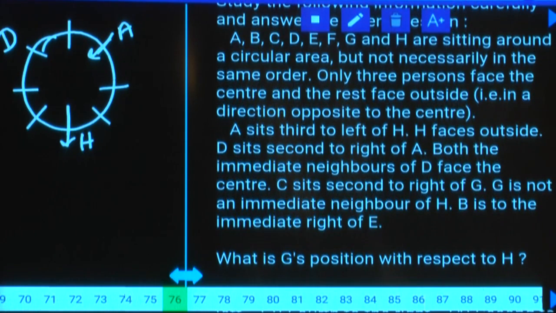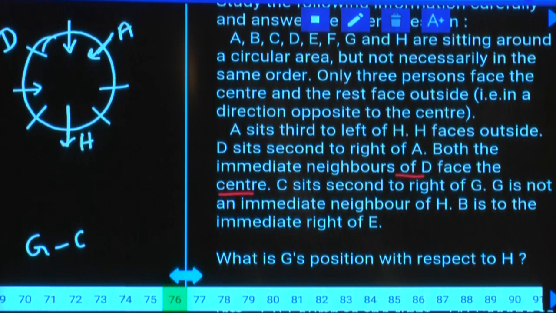Next one, both the immediate neighbors of D facing the center. Immediate neighbors of D facing the center means these 2 persons are facing towards the center. Immediate neighbors of D face the center, and C sits second to the right of G. What about this C? C is seated second to the right of G.